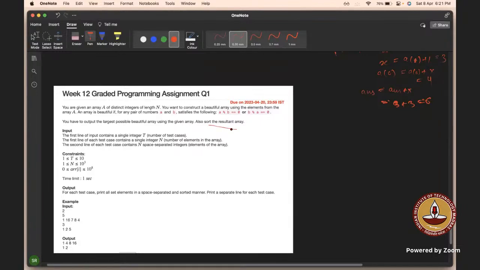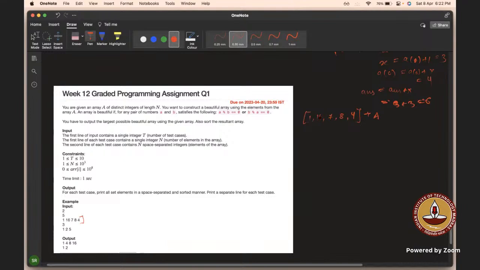Also sort the resultant array. So from the given array, you will have to pick certain amount of elements, right? You're given an array A and you'll just pick a certain amount of elements from it, such that if you pick any pair of numbers, which we denote by A and B, either A should be divisible by B or B should be divisible by A, right? So let's look at the example from which we'll know better. So here we are given this array 1, 16, 7, 8, and 4, right? Now this is our array A.